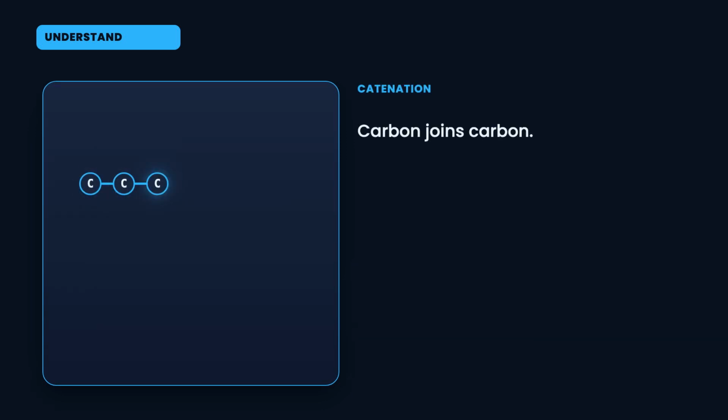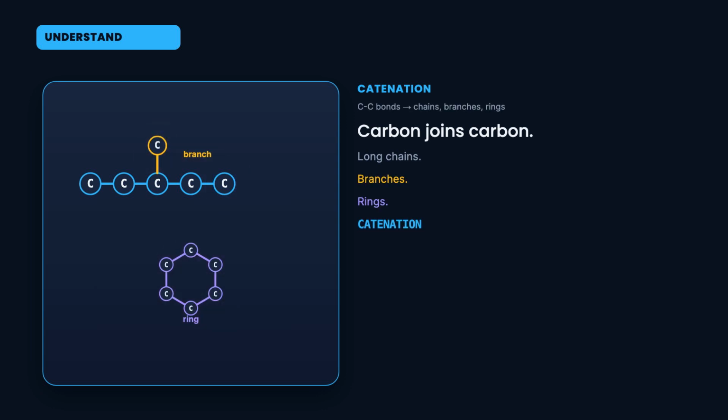And because carbon-carbon bonds are strong, carbon atoms can join with each other in long chains, branches, or rings. We call this catenation. Tetravalency plus catenation is why carbon makes more than 10 million compounds, more than every other element put together.